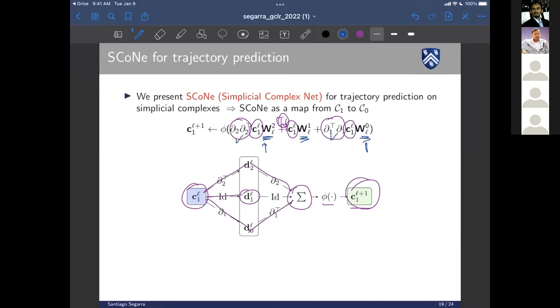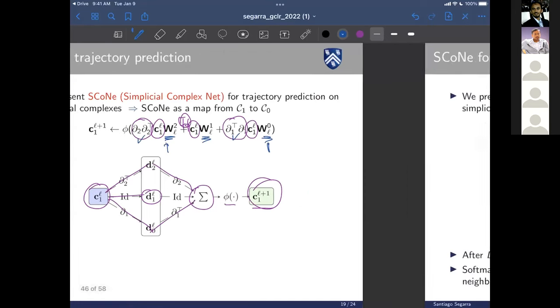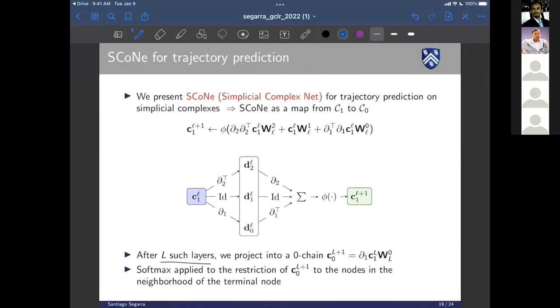So we apply this for capital L layers. And then after capital L such layers, we want to project back into node space. For that, we simply grab the L-th output and project it back into node space with some trainable weights as well. And then if we want to restrict this signal, which will be a signal on the nodes, in all of the nodes, to a subset of candidates, we can, right? So we're doing some sort of softmax or something. So this is what we do.